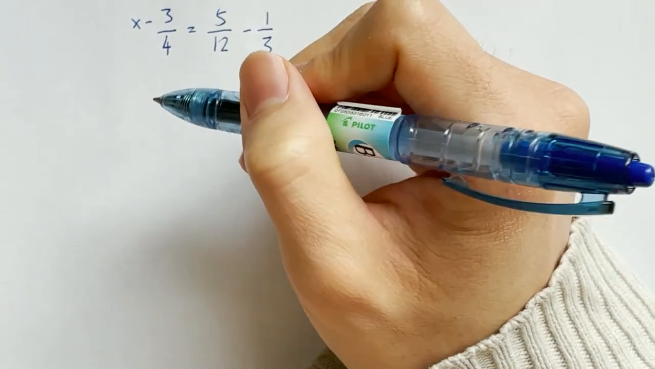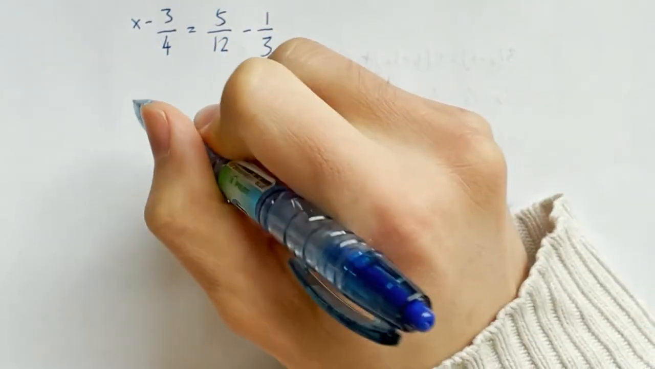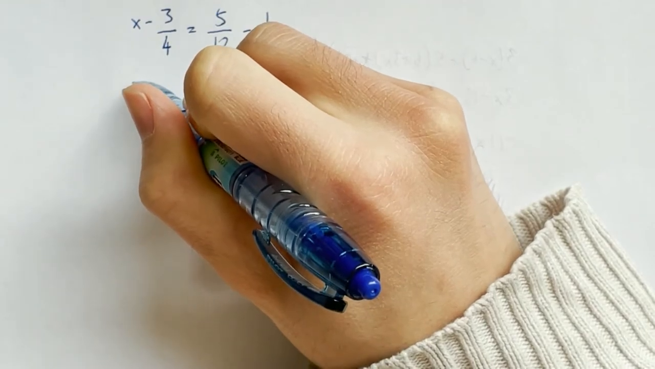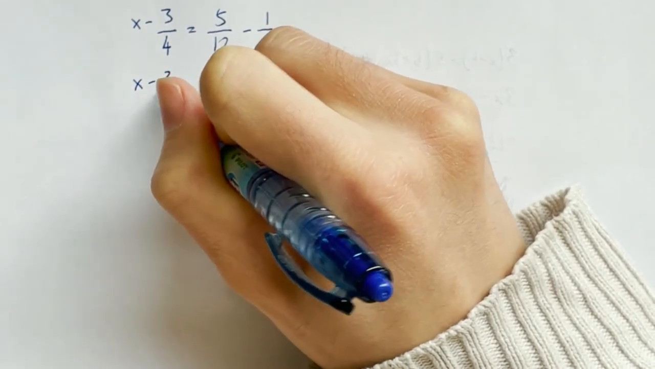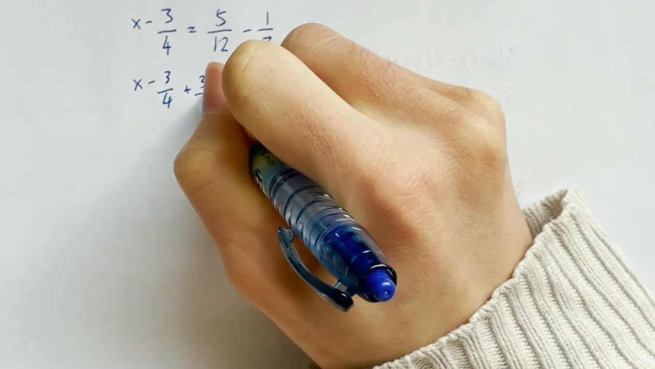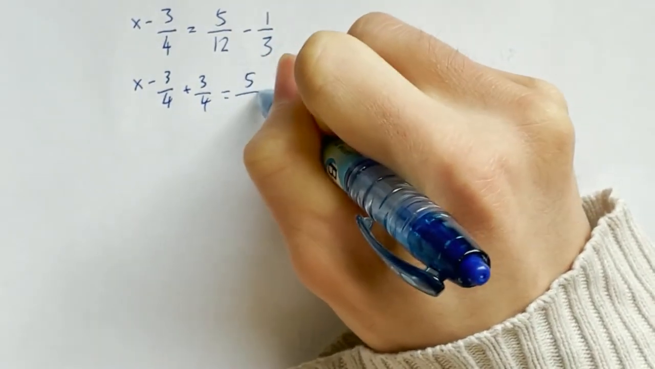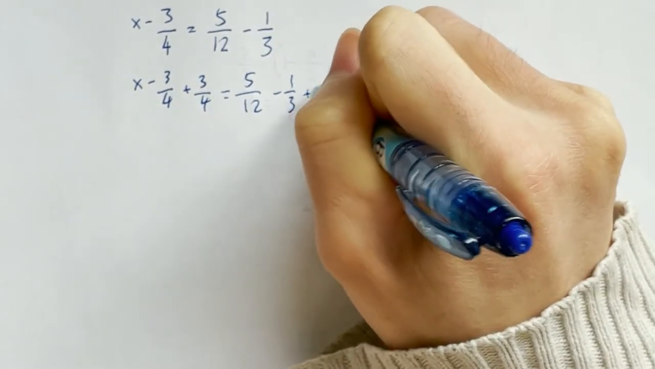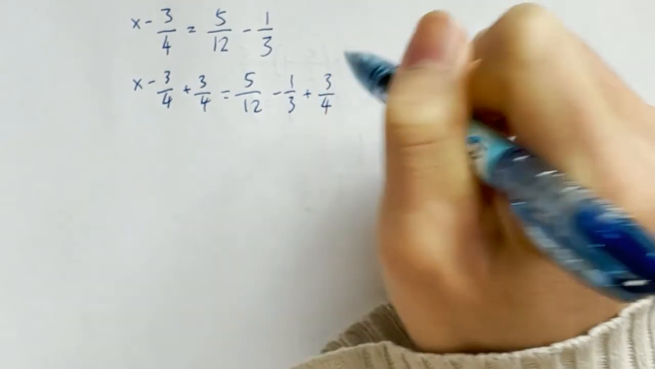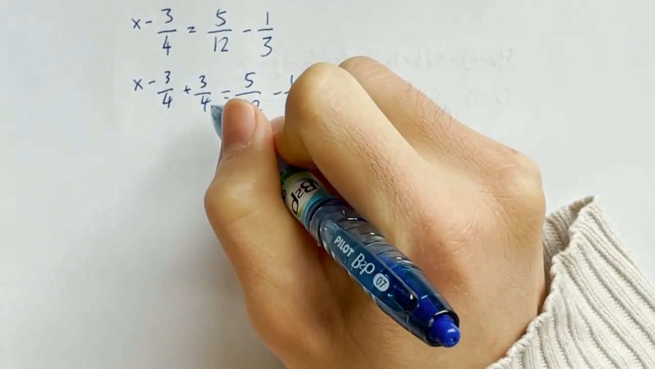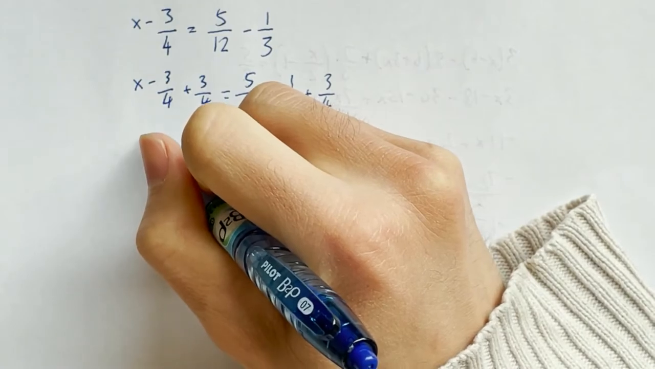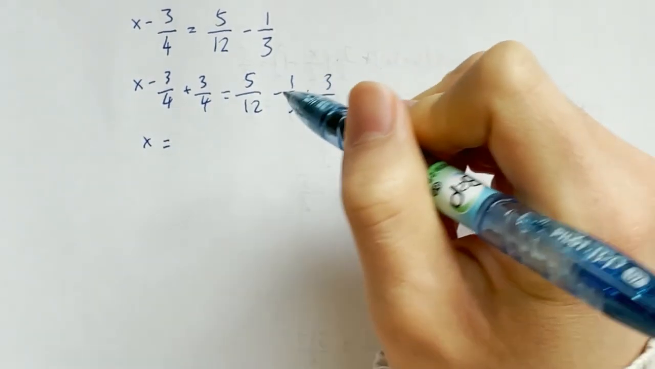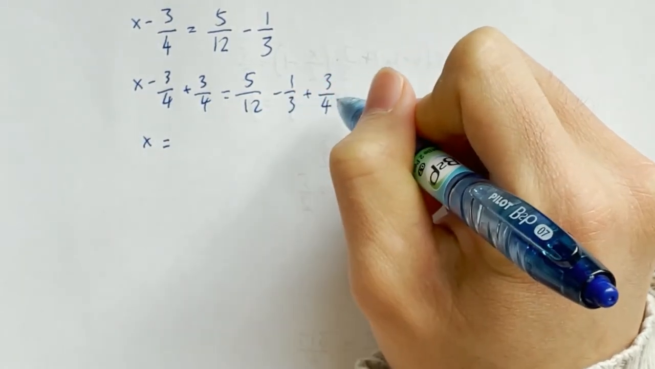So the first thing I would do, in order to isolate x, is add 3/4 to both sides. So I would write x minus 3/4, and I would add 3/4 to the left side, and then add 3/4 to the right side. On the left side, minus 3/4 plus 3/4 goes to 0, so I'm left with x. And on the right-hand side, I have some constants that I need to evaluate.